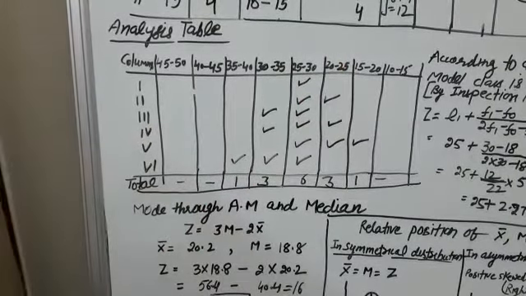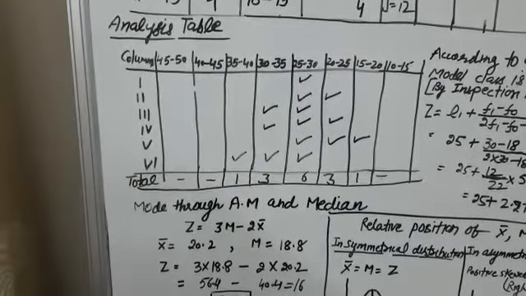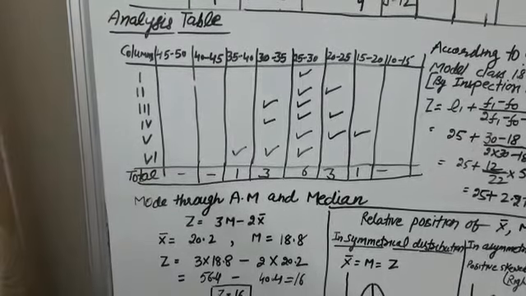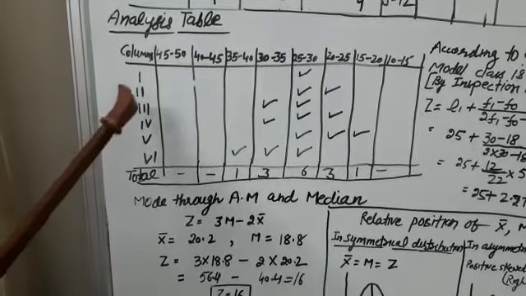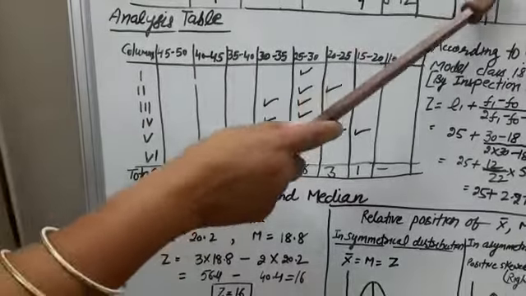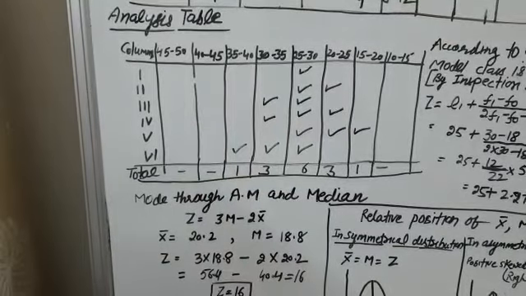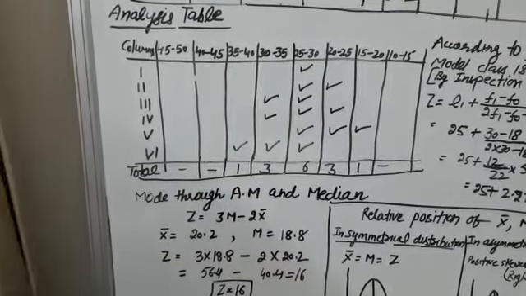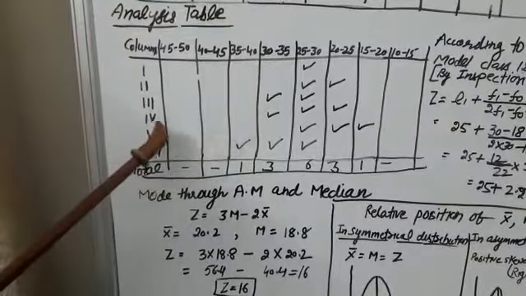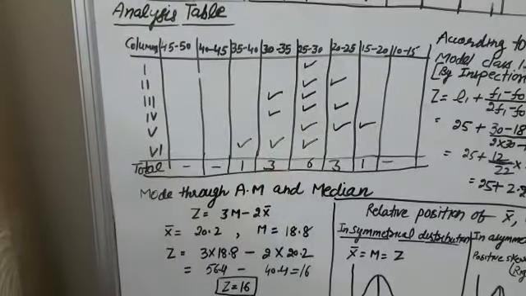In the third case, 50 is the highest frequency, which is the sum total of 20 plus 30. Corresponding class intervals are 30 to 35 and 25 to 30. In the fourth column, 68 is the highest, which is the sum total of 20 plus 30 plus 18. Corresponding class intervals are 30 to 35, then 25 to 30, 20 to 25.